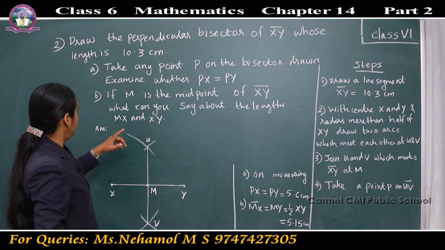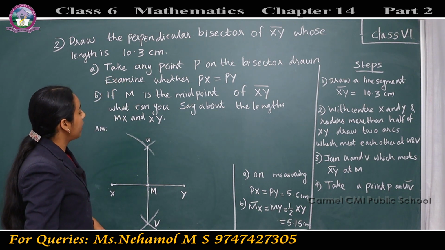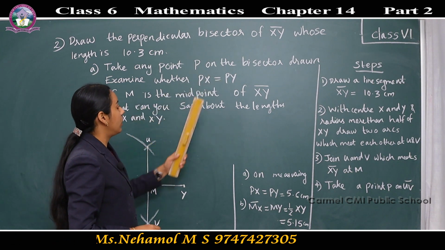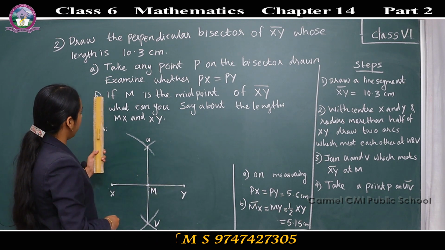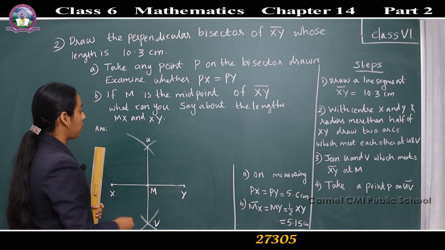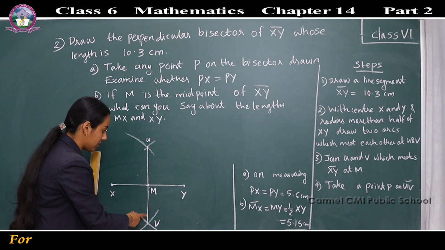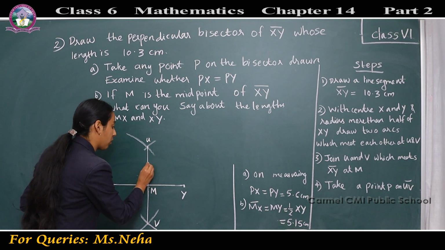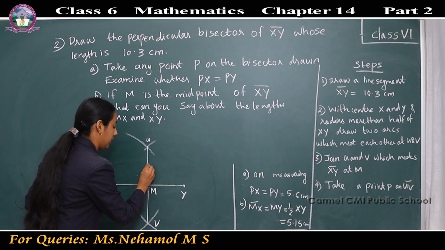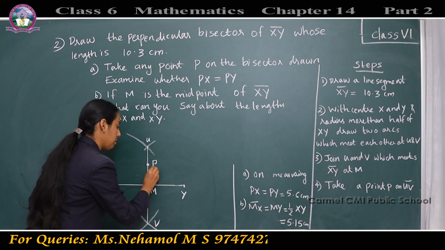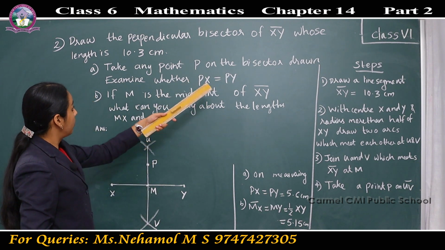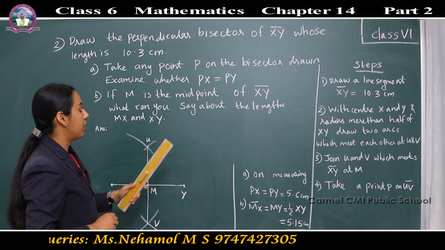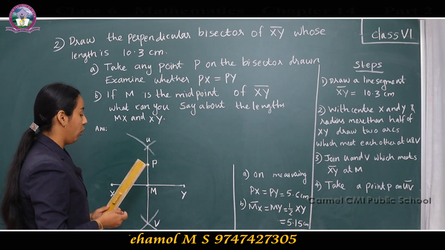Then what is the question? Take any point P on the bisector drawn. Examine whether PX is equal to PY. That means we have to take any point P on the bisector. This is the bisector, UV is the bisector. So we have to take any point P on the bisector. We can take this point and let it be point P. Then we have to check whether PX is equal to PY or not.